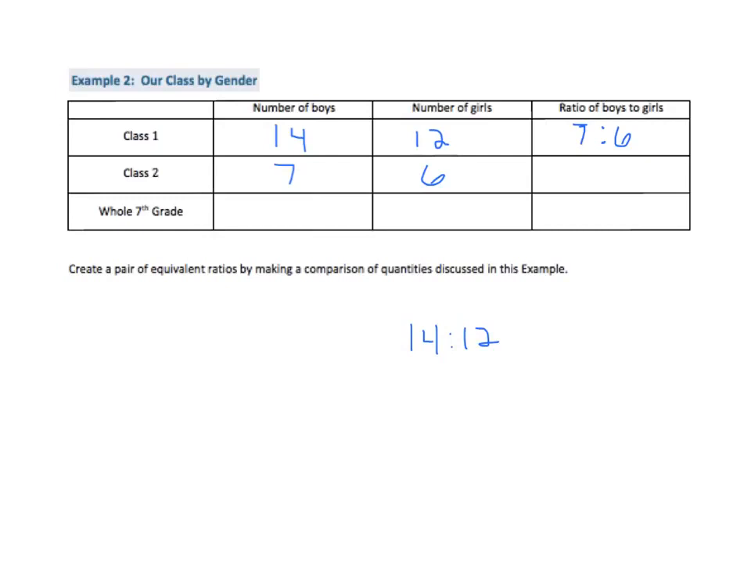And we can look at class 2. Class 2 is a very small class, and there are 7 boys and 6 girls, and that's already in simplest form. So we would also write that 7 to 6. 7 boys to 6 girls, and notice the order matters, boys to girls. The whole 7th grade we're going to talk about in a little bit. So if we looked at all of the 7th grade in your building, what would that look like as far as the number of boys and the number of girls?